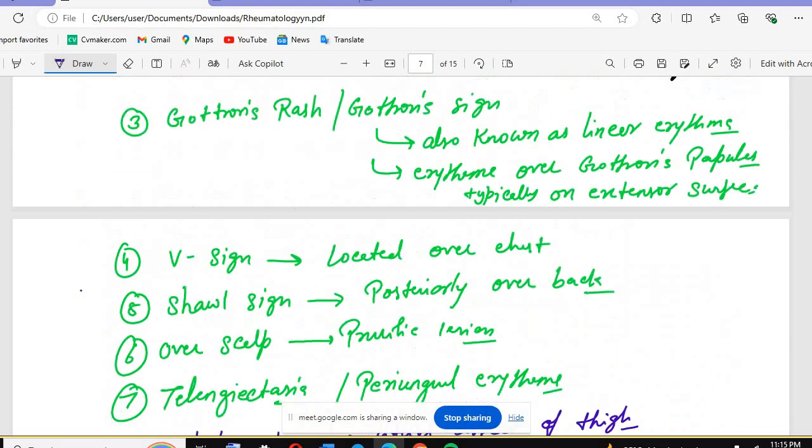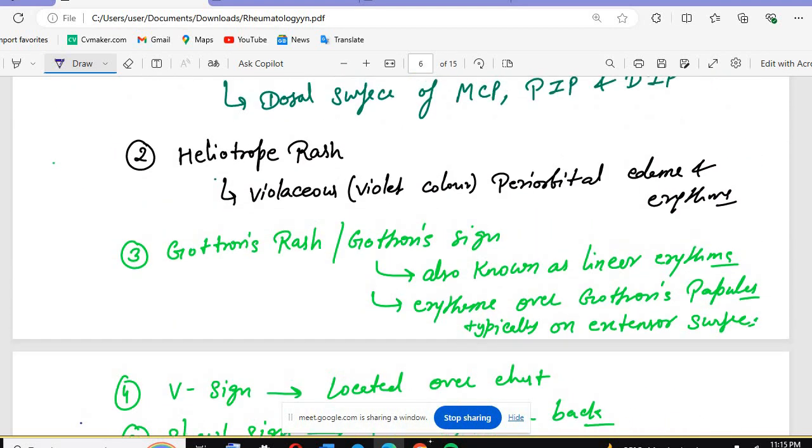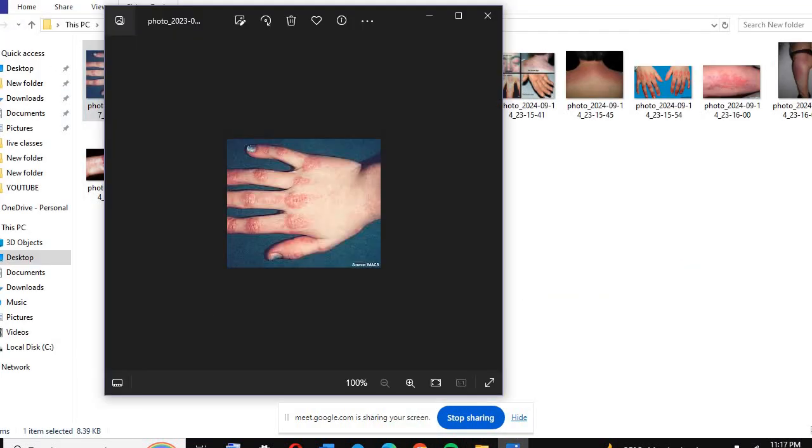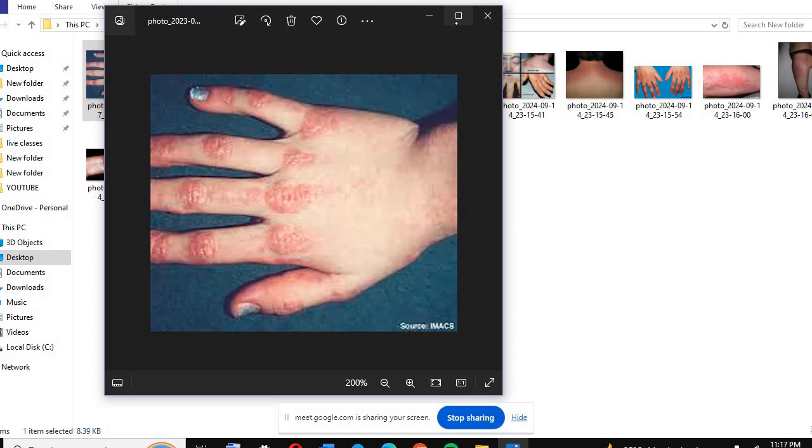Now let's see the images one by one. Okay, now see this one. This one is known as the Gottron's papules. So these are the Gottron's papules that you are going to see, on the MCP, the PIP and the DIP.